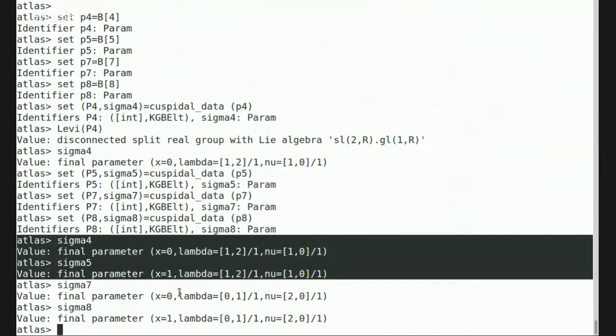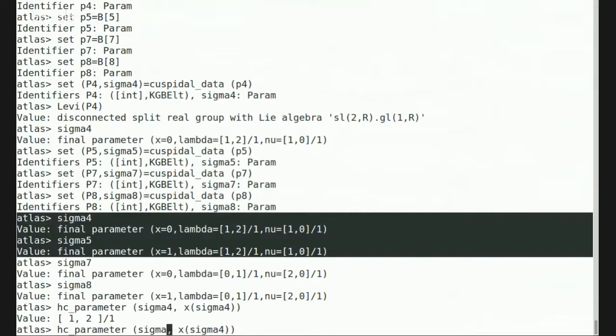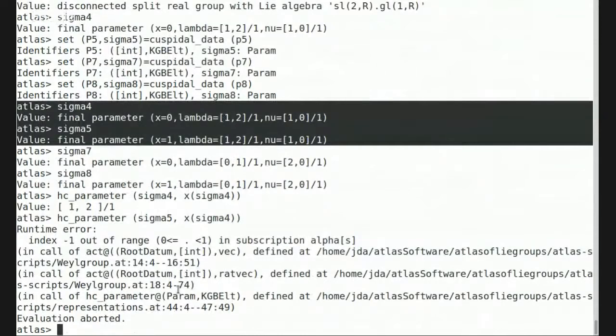So, for example, let's look at the Harish-Chandra parameter of sigma 4 with respect to x of sigma 4. That's 1, 2. But if I look at the Harish-Chandra parameter of sigma 5 with respect to the same x, whoop, didn't like that. This needs a little bit of cleaning up. There's an issue about not realizing that different real forms are identified.